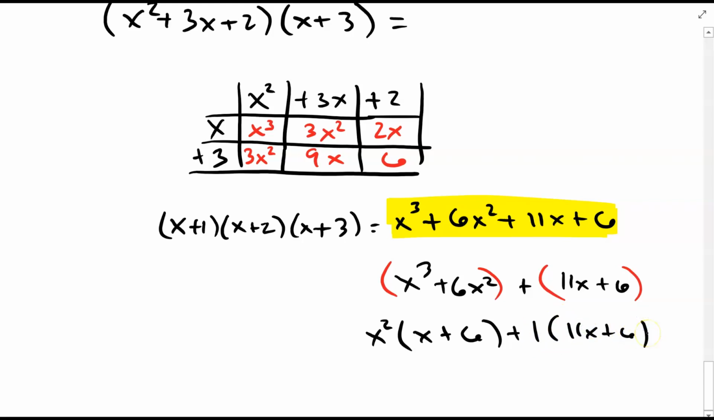And now there's no more place for me to go because these parts are not the same, right? So I'm stuck. I couldn't factor this by grouping. However, I know this polynomial is factorable because I know that it's equal to x plus 1 times x plus 2 times x plus 3, right? There's got to be some way for us to be able to do that factoring. That's kind of what we're going to be building towards over the course of this week.